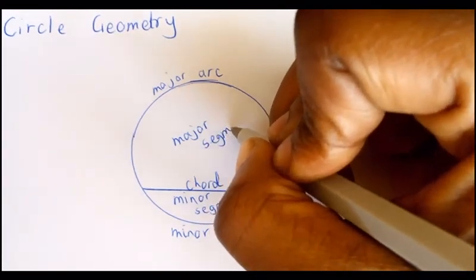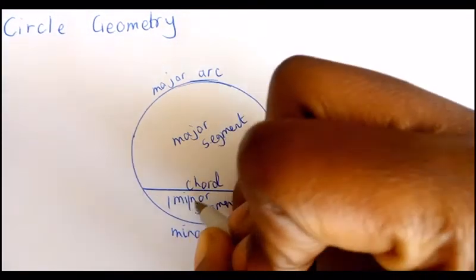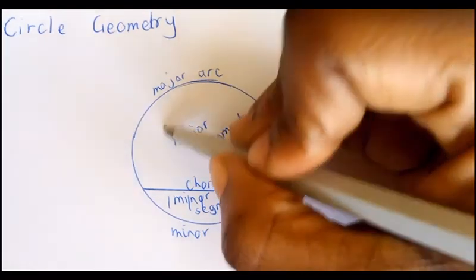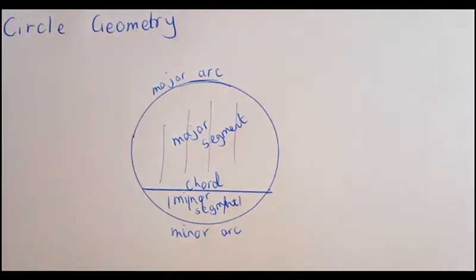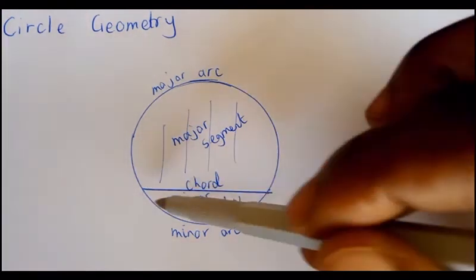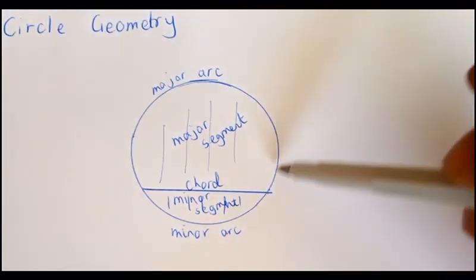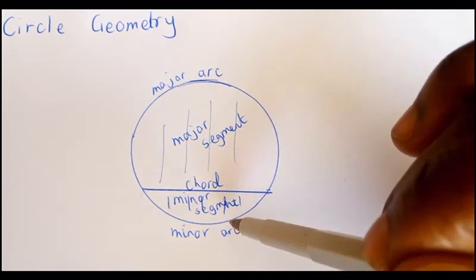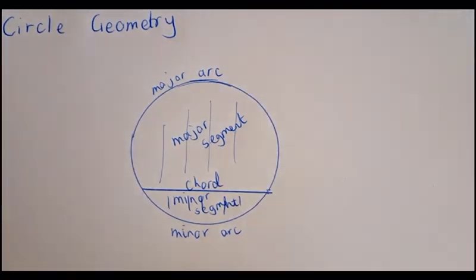This place here is the minor segment, and this place here is the major segment. So the chord divides the circle into two arcs, minor arc and major arc, and the minor segment and the major segment.